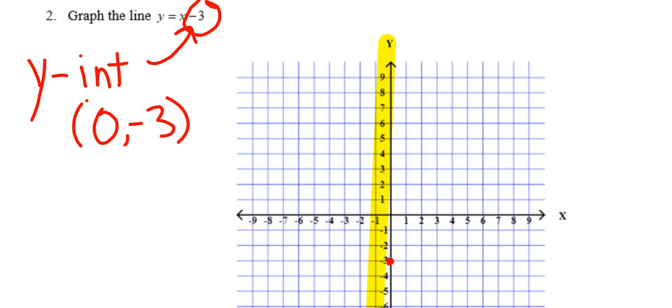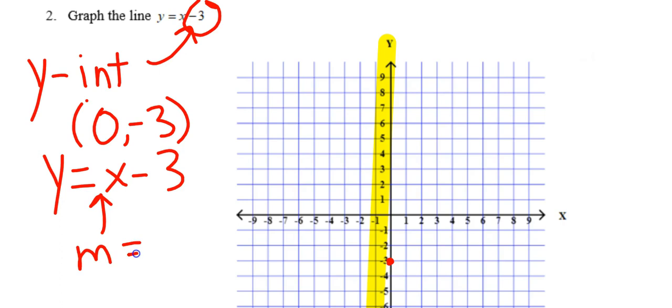And now, how are we going to get more points? I don't have another point. Well, I know the equation of the line is y equals x minus 3. My slope here, there's no number there, so it means it's 1. So if there's no number, it's 1 over 1. So my rise is 1, and my run is 1. So I'm going to go up 1 over 1, up 1 over 1, up 1 over 1.